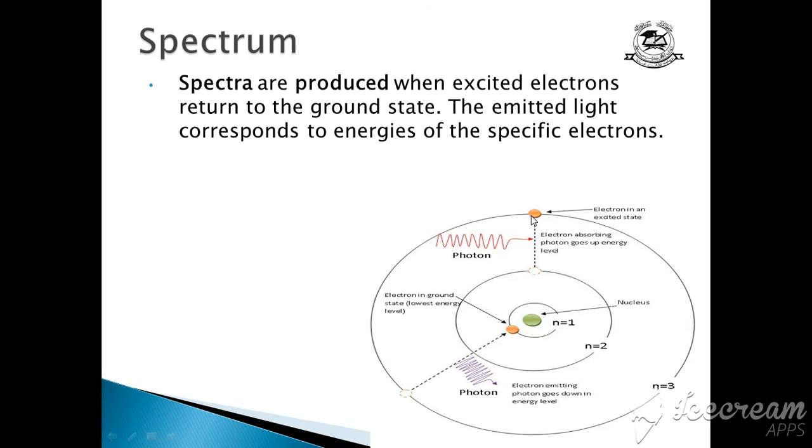But when it moves to a lower energy level, it will release energy. The lower energy level is called the ground state. So whenever any electron which has more energy, that means it is excited, moves to the ground state, it releases energy in the form of light. The emitted light corresponds to the energies of the specific electrons. It depends on how much energy the electrons have. Spectra are of two types.